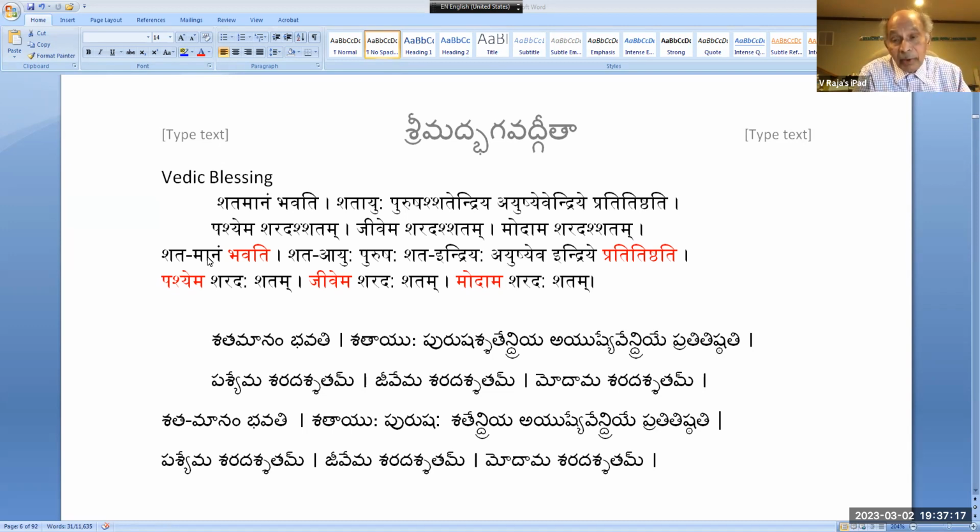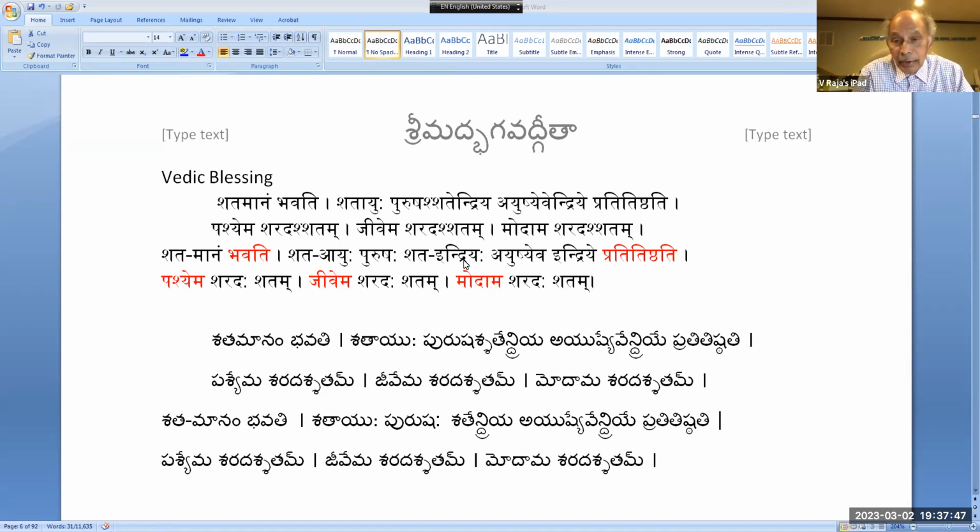Ma also has a different meaning. So depending upon which gana it is, which group it is. Then Shata Ayush Purushaha Shata Indriye Ayush Shevendriye Pratitistati. There is no point in blessing you, may you live for 100 years, when none of your indriyas work, you can't walk, you can't talk, you can't see, you are bedridden.